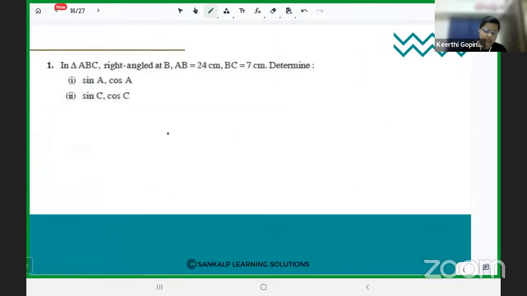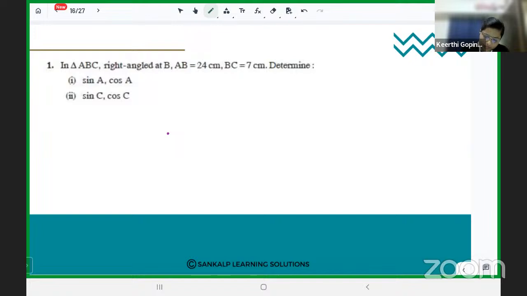Now moving on to the exercise questions. First one: in triangle ABC, that is right angled at B, AB is equal to 24 centimeter, BC is equal to 7 centimeter. Determine sin A, cos A, and the second one is sin C, cos C. Okay, so that is the question.